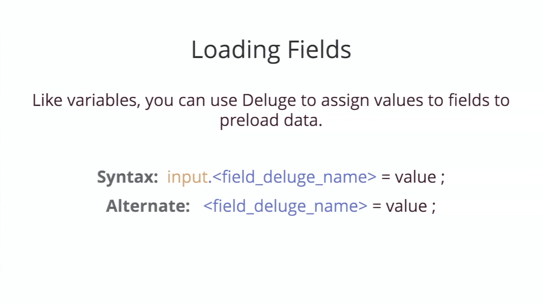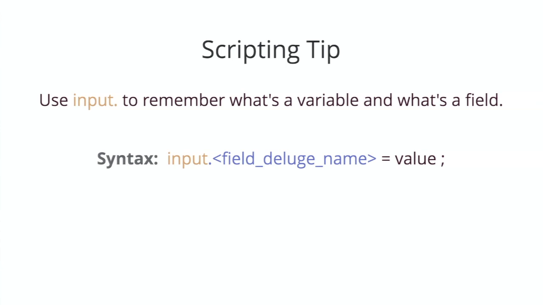The syntax also has an alternate way of doing it where you don't have to use the word input. But the problem with this is that the fields you're referencing and the variables you're creating can get hard to tell apart. So generally speaking, when you're scripting and using fields that you're loading Deluge into, we recommend using input, because it helps you differentiate those two things, all right? And lastly, you'll be able to hide and show fields, which allows you to manipulate the field itself rather than the values within it.